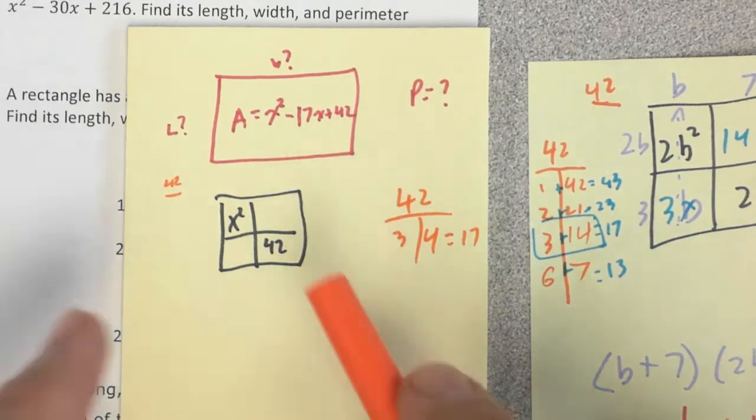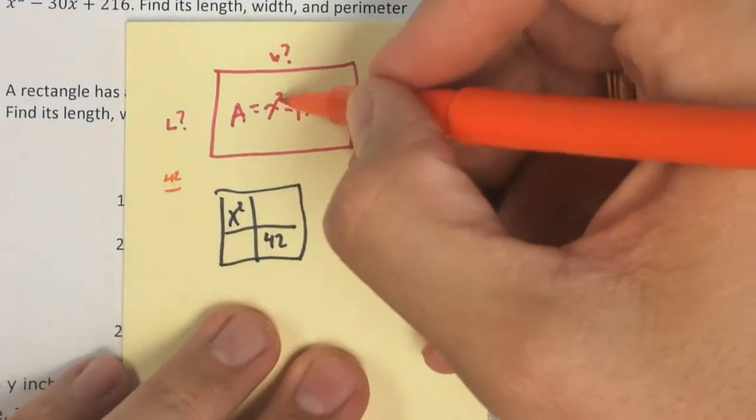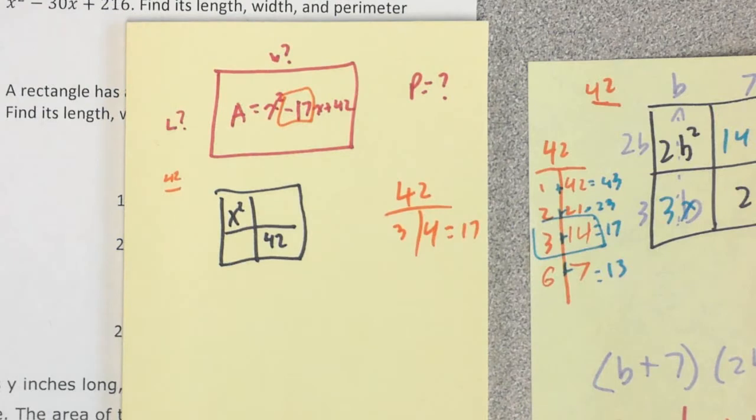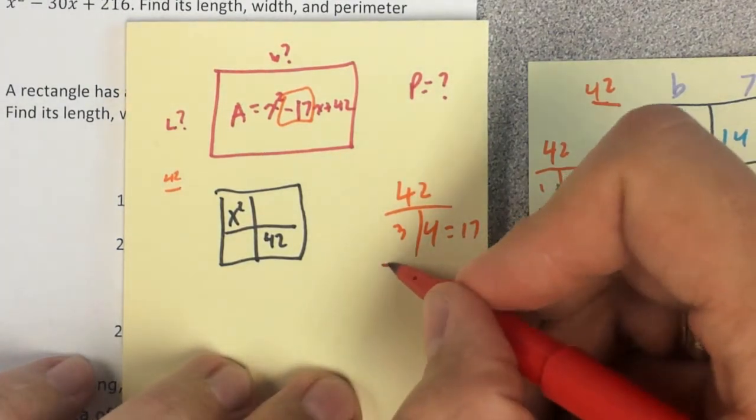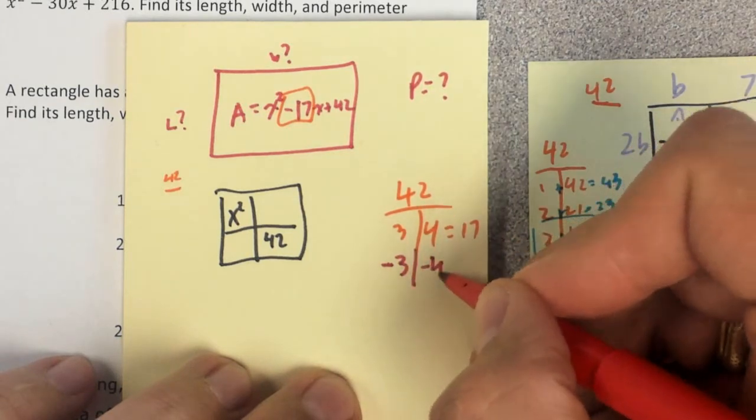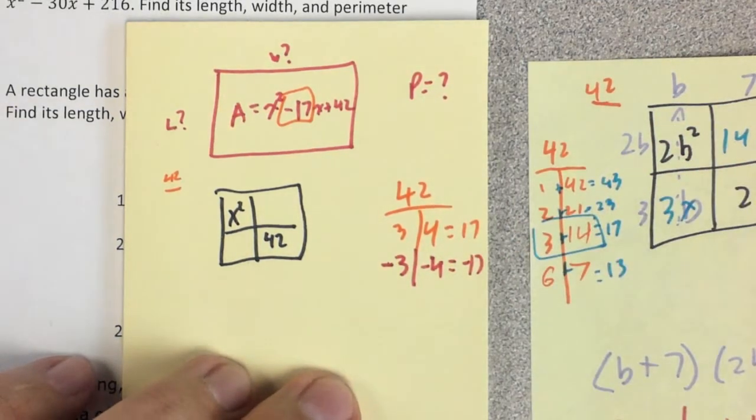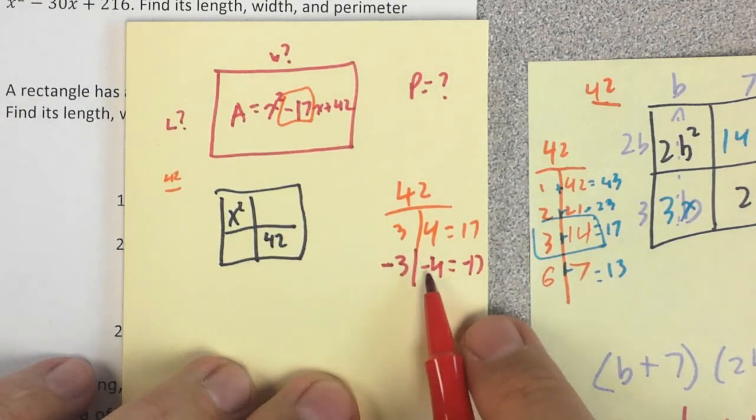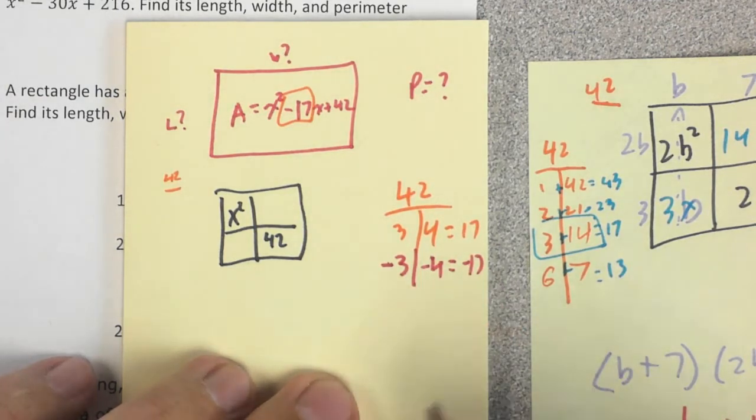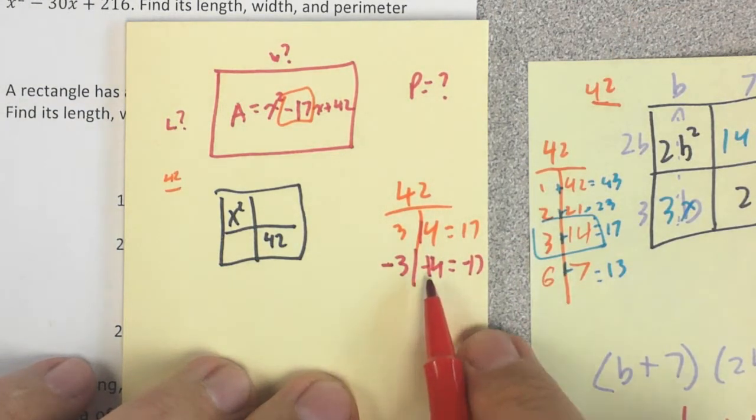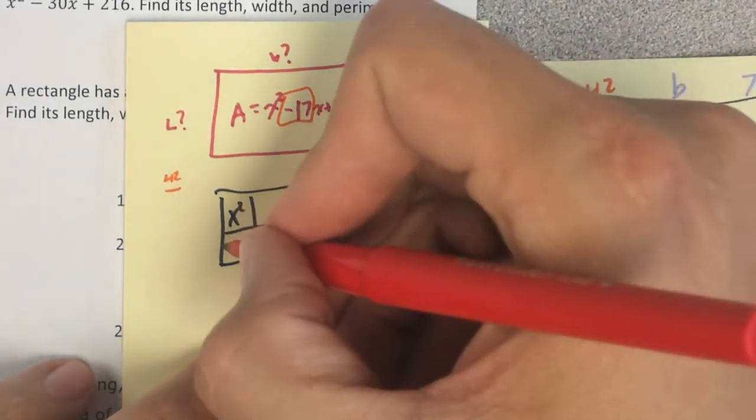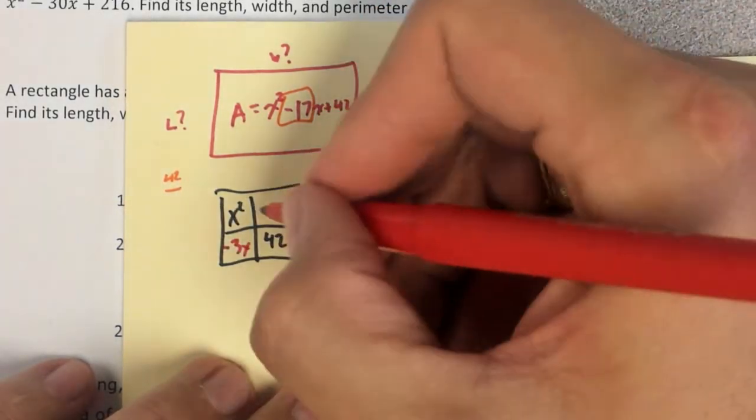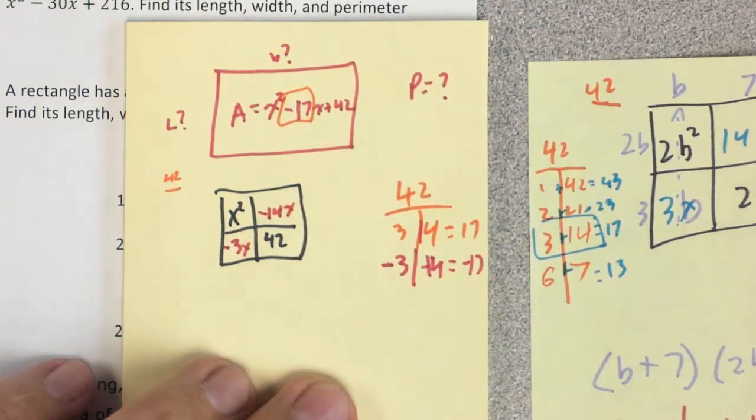Now, I need my middle term here to be negative. Just so we're clear, if you get a positive version, check and see if the negative version works. Negative 3 times negative 14 is still positive 42. The negatives cancel out. So those are what we need. We need a negative 3x and a negative 14x.